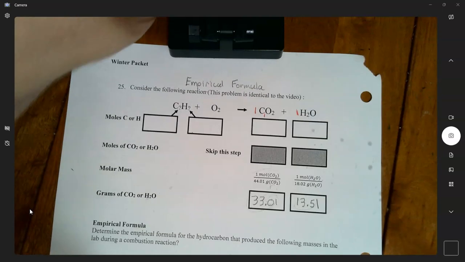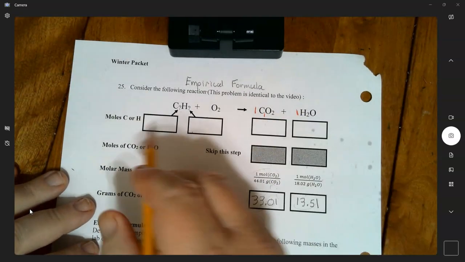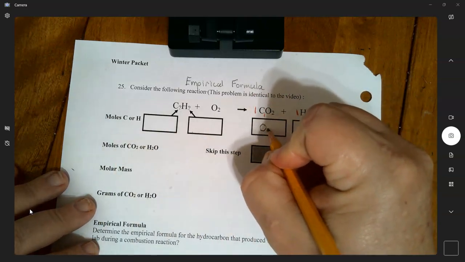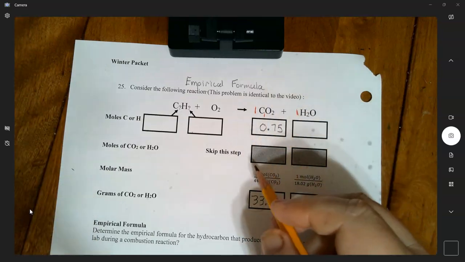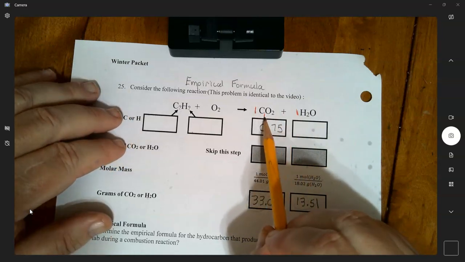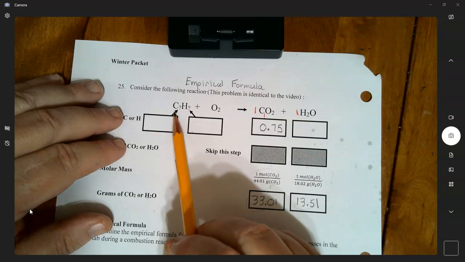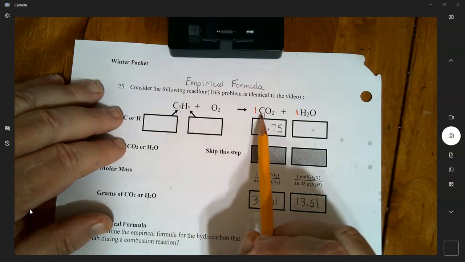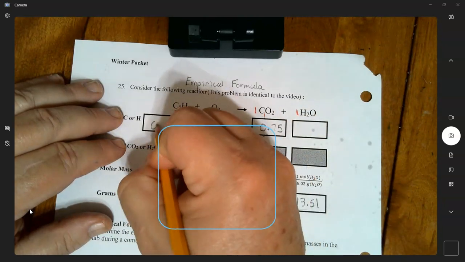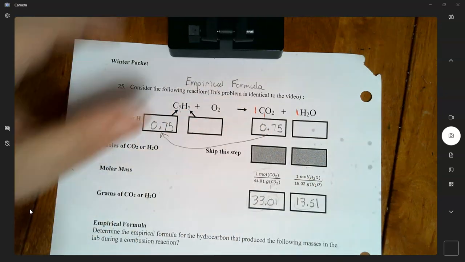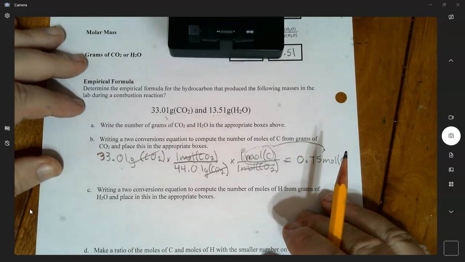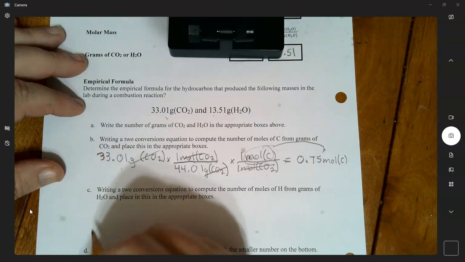Okay, so we're going to come up here and write that here because this row represents moles of either hydrogen or carbon. Okay, so it's 0.75. And what we see is that all the carbon that appears on the product side is here, and all the carbon on the reactant side had to come from here. So this number of moles has to be the same as that number of moles. So I'm just going to draw a quick arrow over like that, and it's going to be 0.75 right there. Okay, now we're going to come down here and we're going to do the same thing for water. So we start off with 13.51 grams of water.